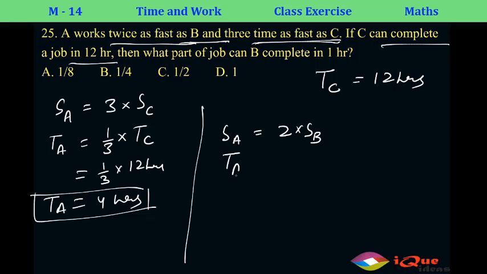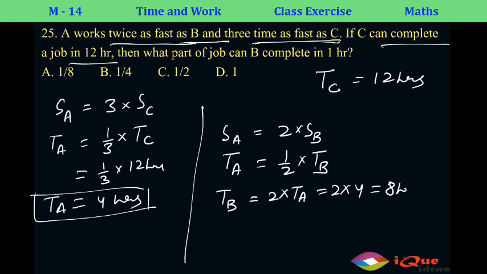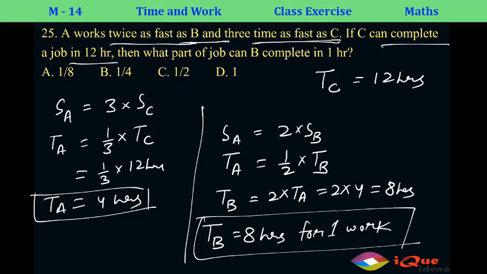So time taken by A will be half the time taken by B, because of the speed. So time taken by B is equal to 2 into time of A, which is 2 into 4, that is 8 hours. Right? That means time taken by B is 8 hours for one full work. That means B takes 8 hours to complete one full work.